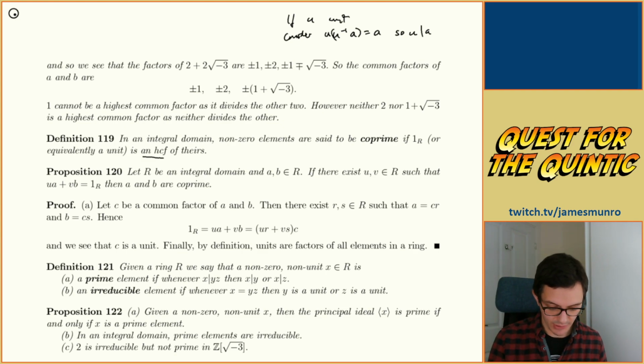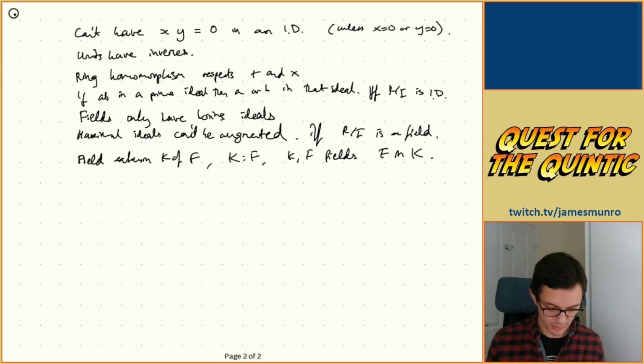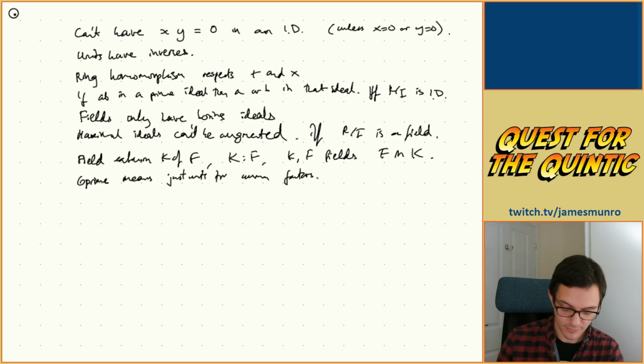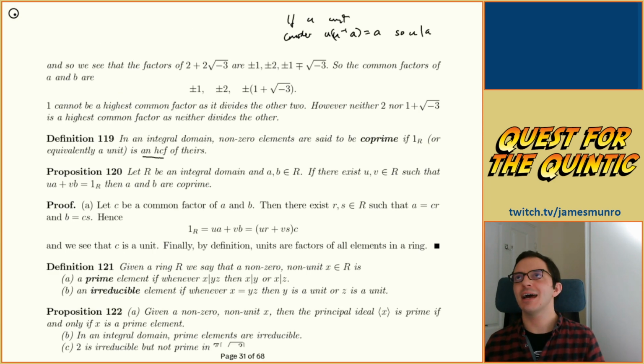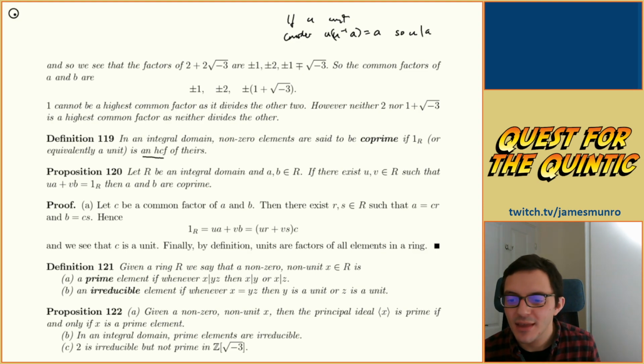I feel snappy enough to go on the log. Quest log. Dear diary. Coprime means just units for common factors. Coprime of elements. I think we're going to have coprime ideals. Do we already have coprime ideals? Yeah, once we can add them together.